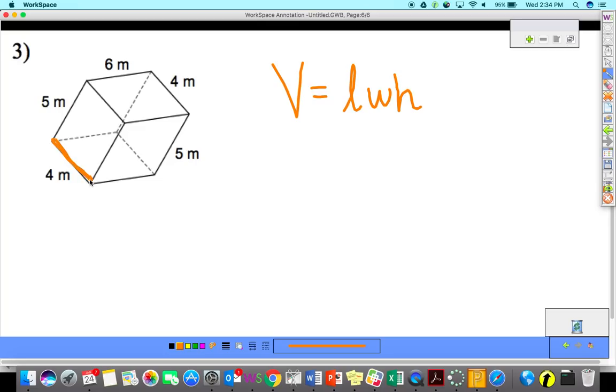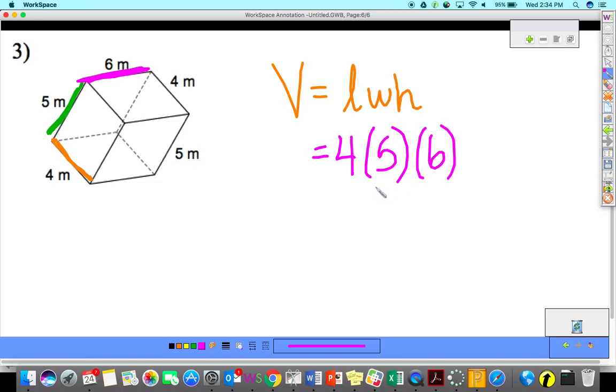So I'm going to go ahead and outline. I've got a 4 here, and I've got a 5 here. Those are not parallel. And should I use that 5? Nope, that's parallel to the green one. Should I use that 4? Nope, that's parallel to the orange one. I need to use that 6. If you have 3 different numbers, you're going to use the 3 different numbers. So we're going to go 4 times 5 times 6. 4 times 5 is 20. 20 times 6 is 120. In this case, meters cubed.